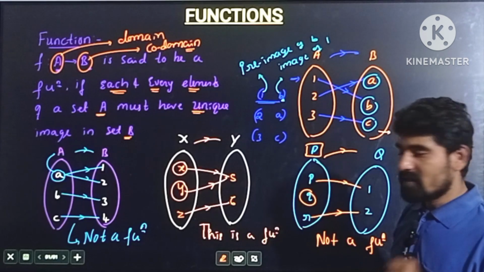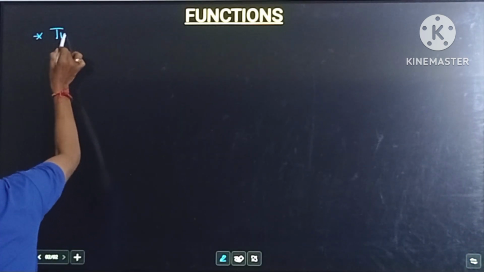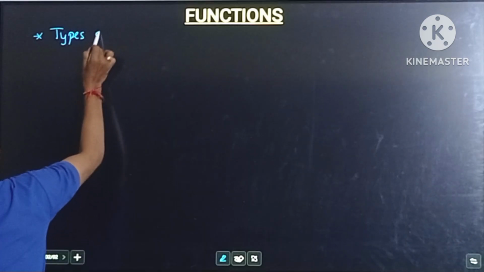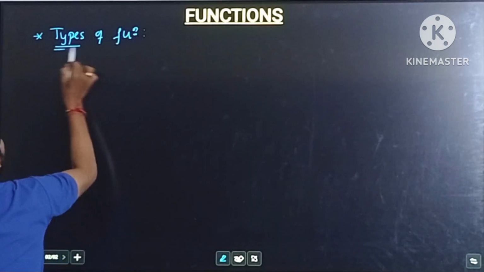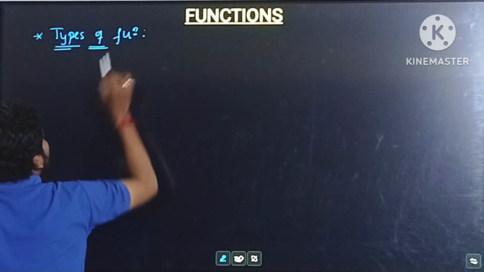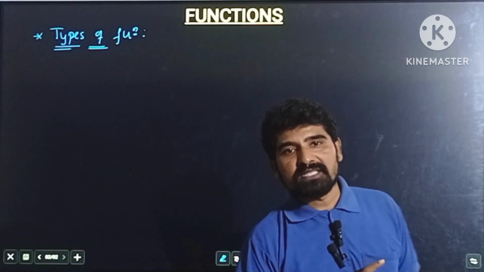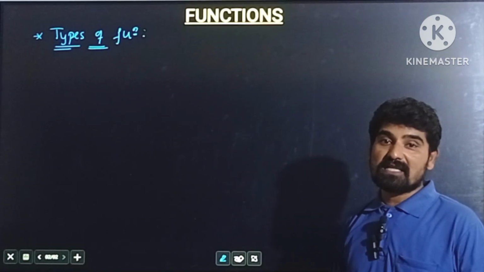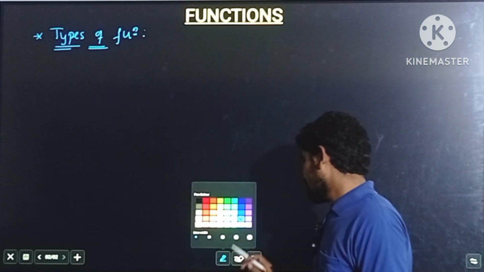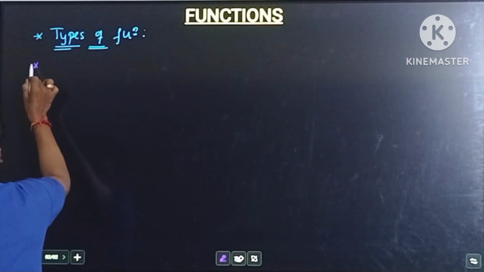Now, types of functions. For your class 12, you basically have three types of functions. The first one is a one-to-one function, the second one is an onto function, and the third one is a bijective function. Firstly, I am going to discuss the one-to-one function.